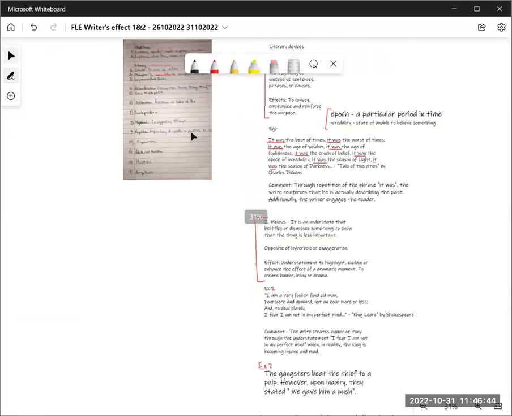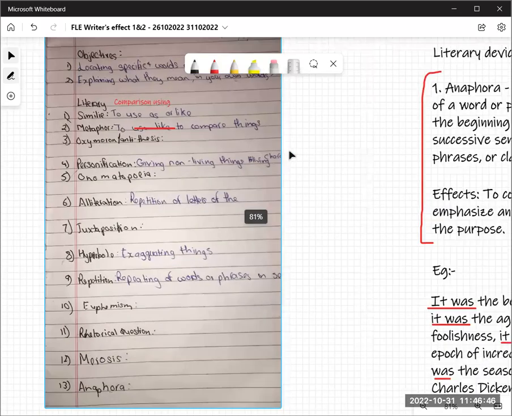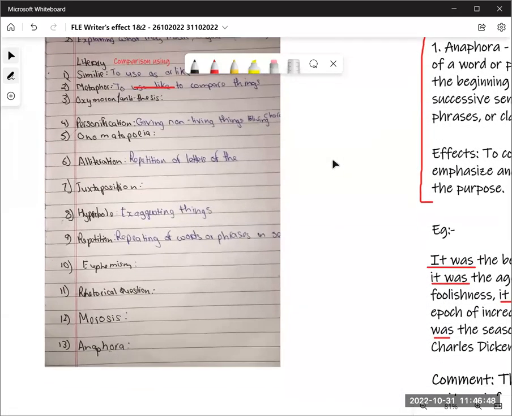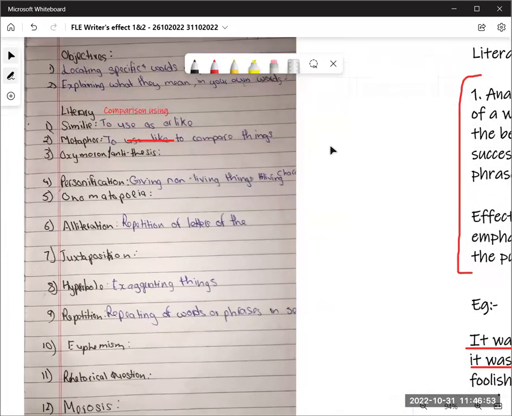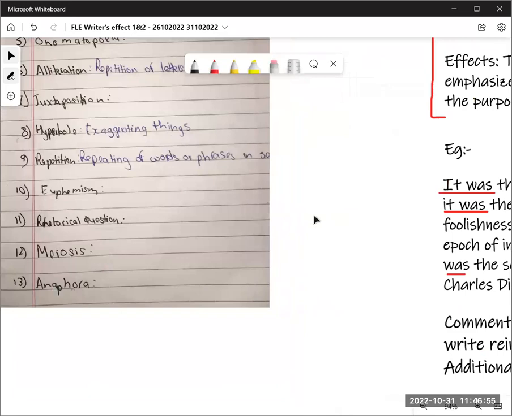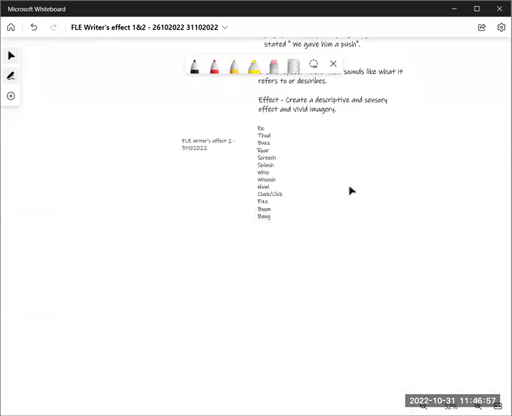Now finish writing first. We have done onomatopoeia. We've also done simile and metaphor. Let's look at euphemism after this.